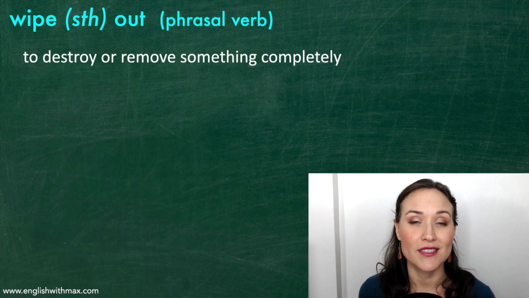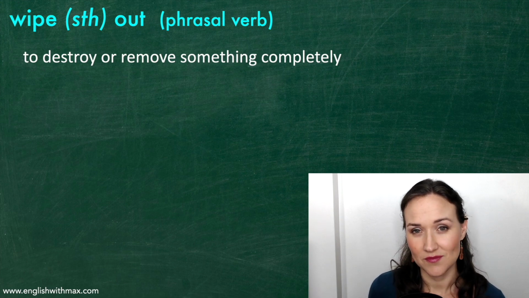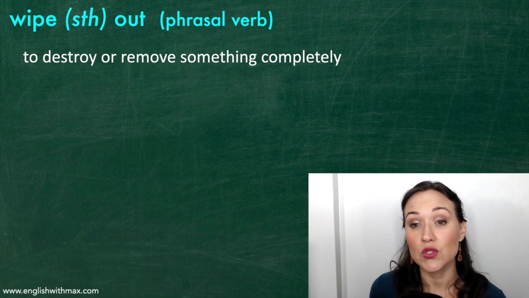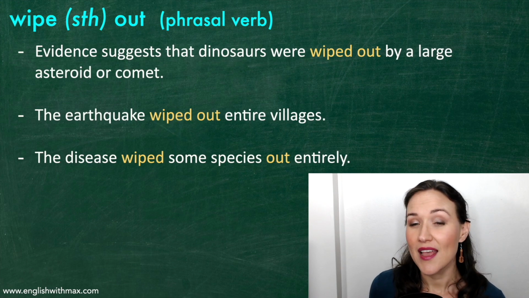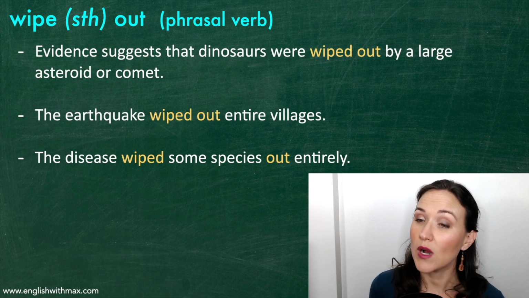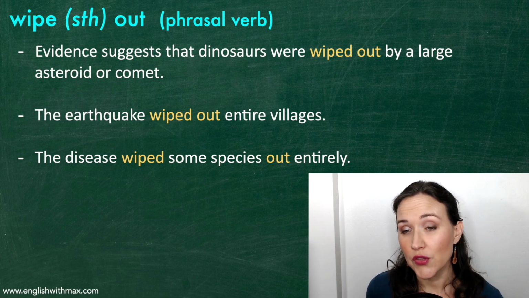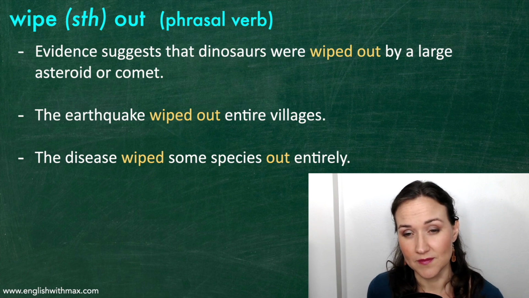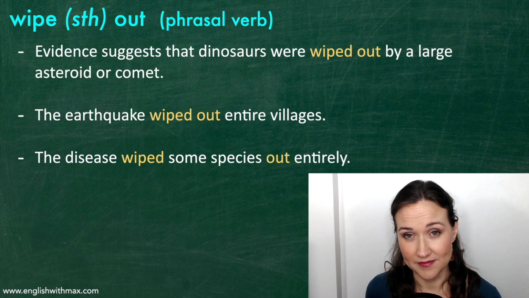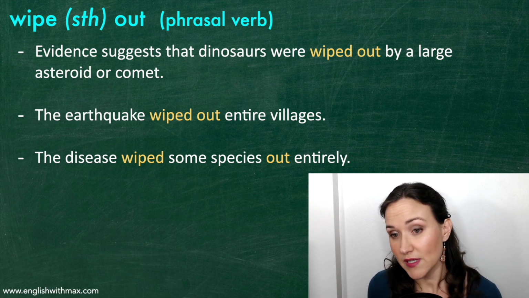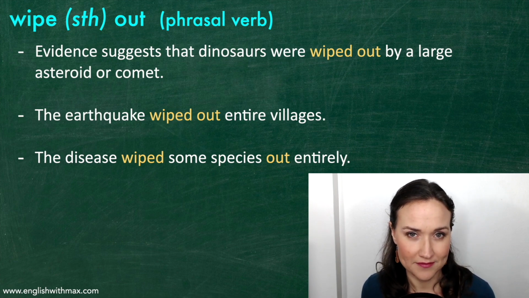The last one for this section is a phrasal verb. It's wipe something out. To wipe something out means to destroy or remove something completely. Evidence suggests that dinosaurs were wiped out by a large asteroid or comet. The earthquake wiped out entire villages. The disease wiped some species out entirely. It's a separable phrasal verb, which is why you can put out after the object.